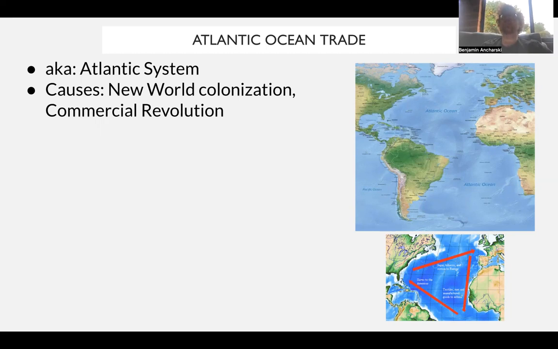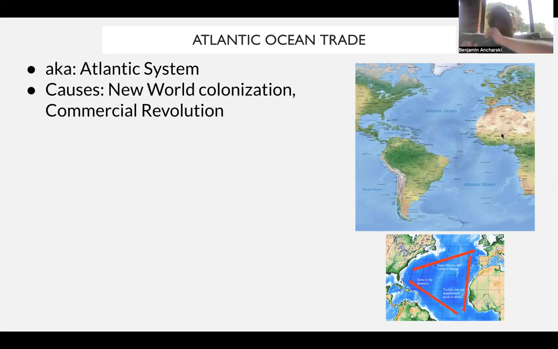Basically, remember, the commercial revolution is going to be this kind of change in Europe's economic focus away from agriculture towards overseas trade. That's basically what the commercial revolution is, to put it in a nutshell, actually. So we do start to see that a new trade system is going to emerge, one that involves North and South America, but also Europe and Africa.